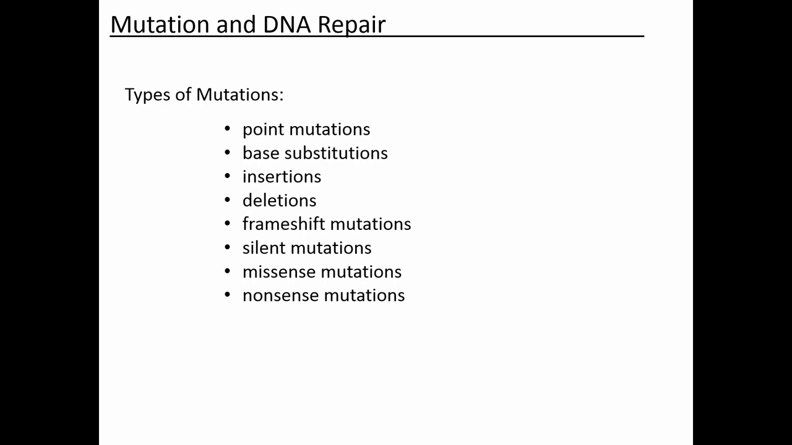Okay, so a missense mutation is a base substitution, so that's what causes it. And it's a base substitution that causes a single amino acid change within the amino acid sequence of the protein. So if you have a mutation that causes one amino acid to be different within the amino acid sequence, that's a missense mutation.